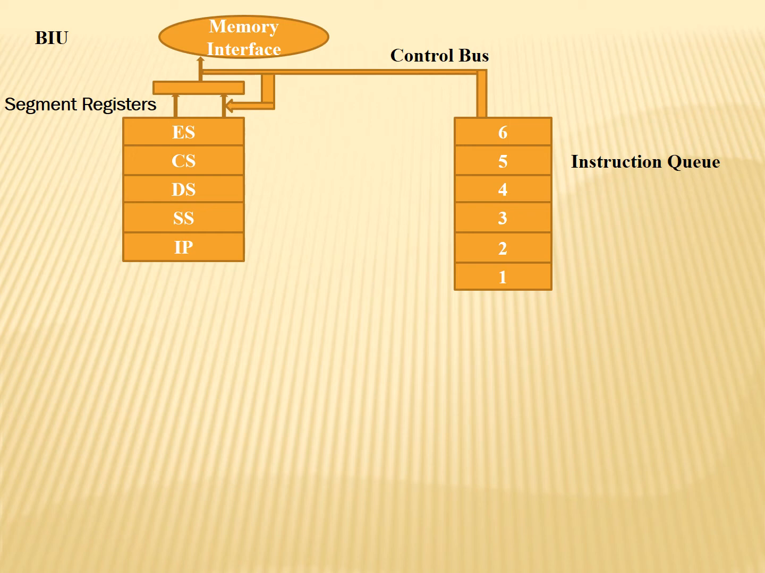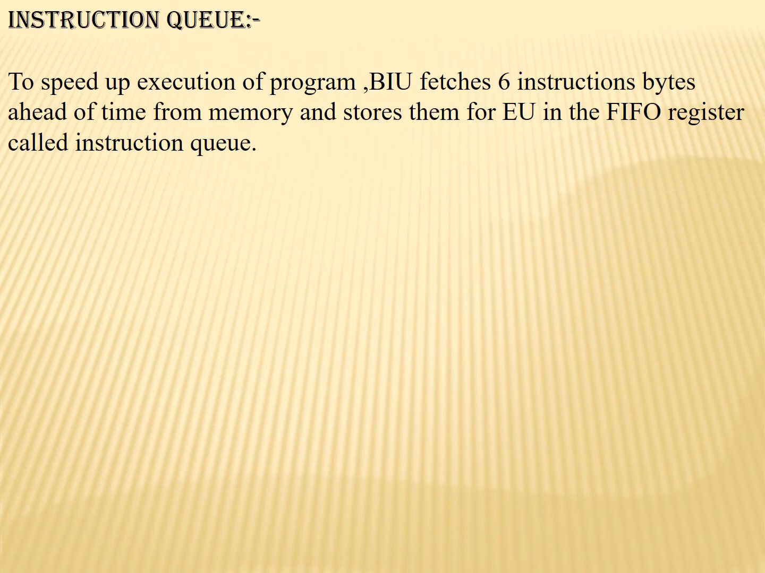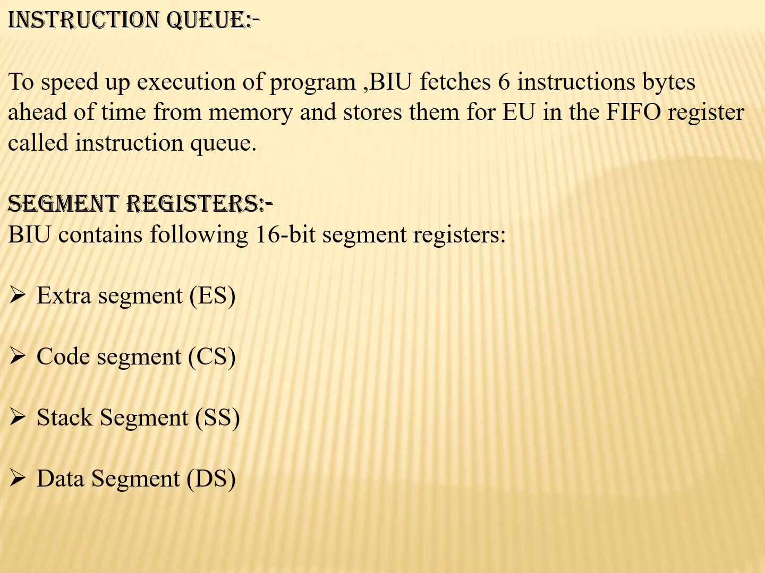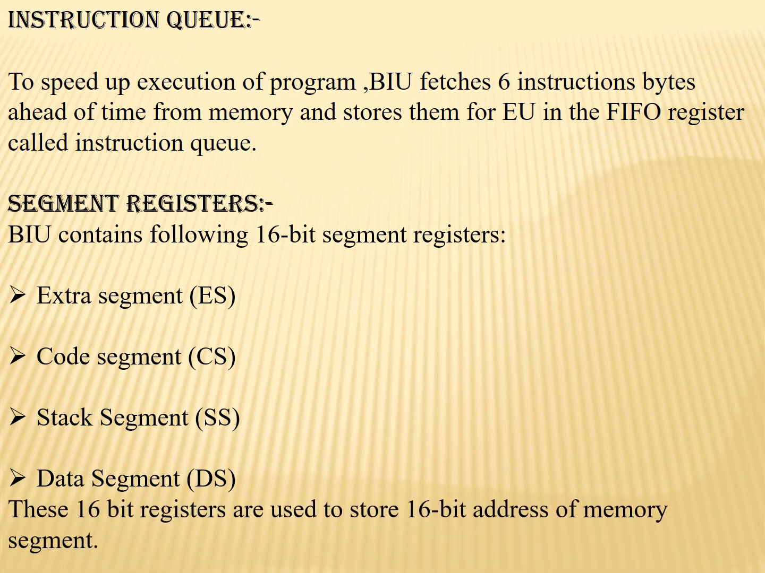Now a simple thing: we know that the microprocessor is going to access 1 MB of memory, right? But the 4 segments will be occupying only up to 64 KB of memory, and as I said, each and every segment has its own significance. So why am I segmenting? In order to enhance the execution speed of the processor. And all 4 segments are 16-bit segment registers. The BIU contains the following 16-bit segment registers: extra segment, code segment, stack segment and data segment. These 16-bit registers are used to store the 16-bit address of the memory segment.